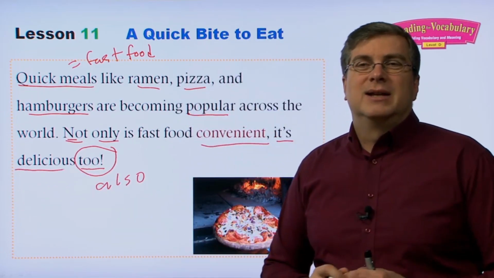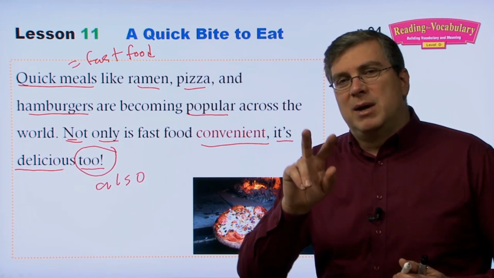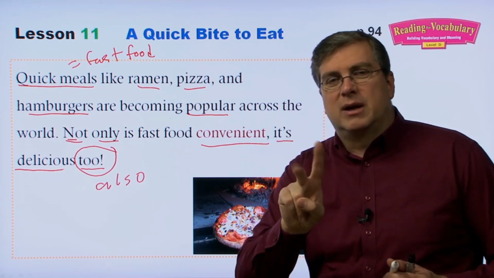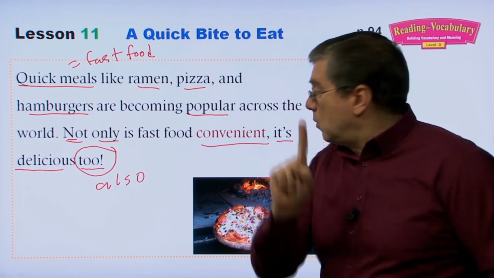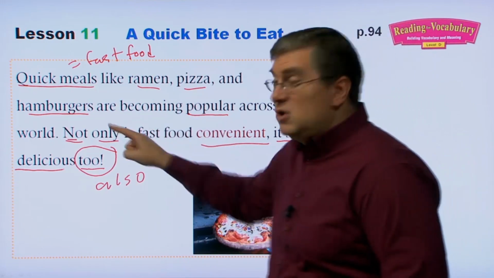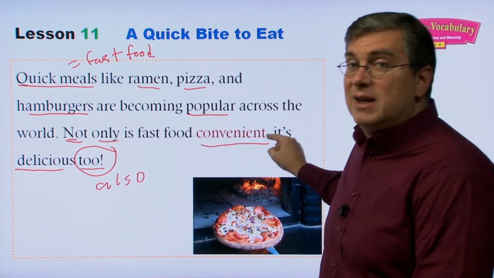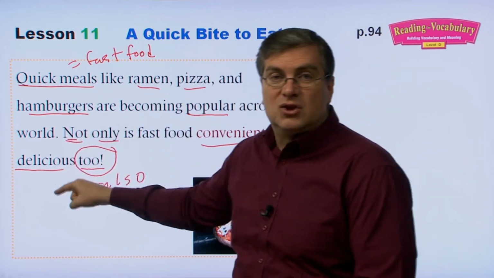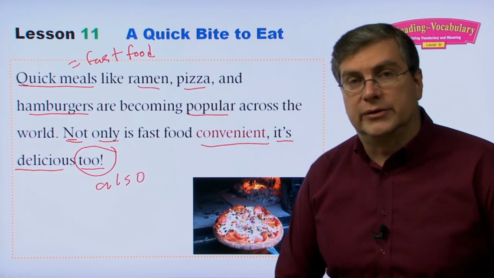That's a common structure for a sentence, right? So you're going to describe 2 important things about your subject. In this case, fast food. We want to say 2 things about it. 1, we want to say it's convenient. 2, we want to say it's delicious. So we can use this construction. Not only is it convenient, but it's also delicious, or it's delicious too. You can use too or also.